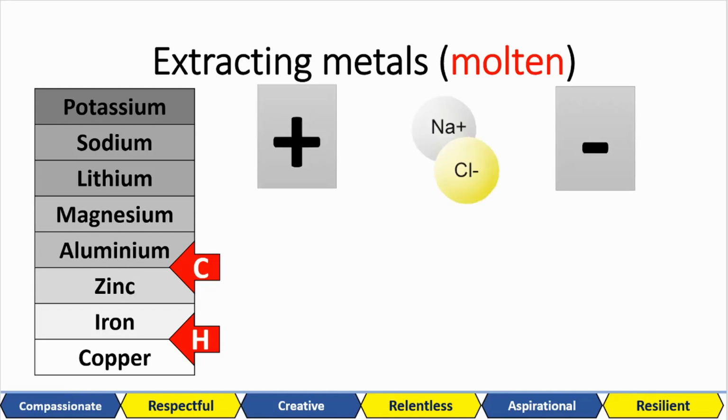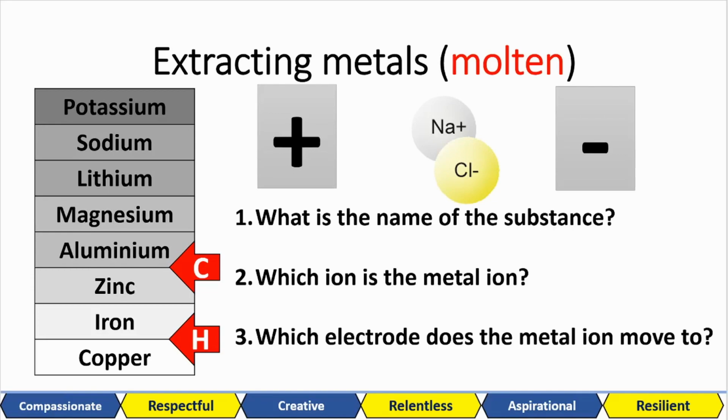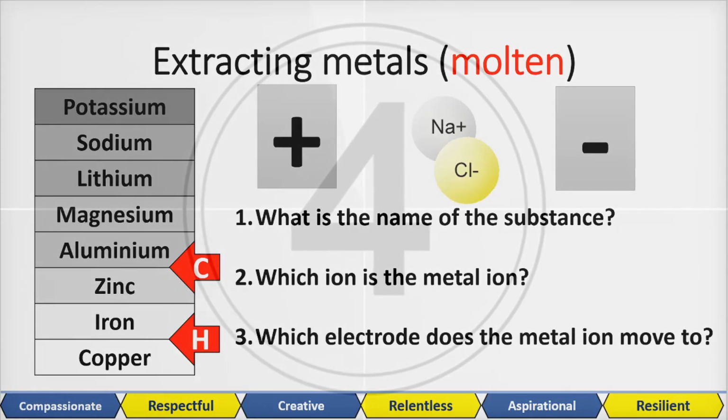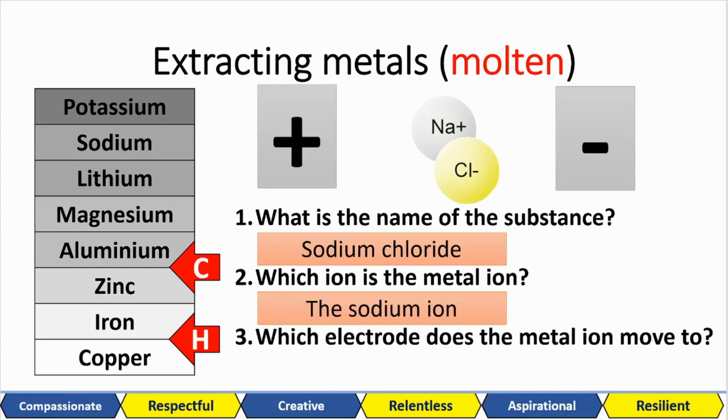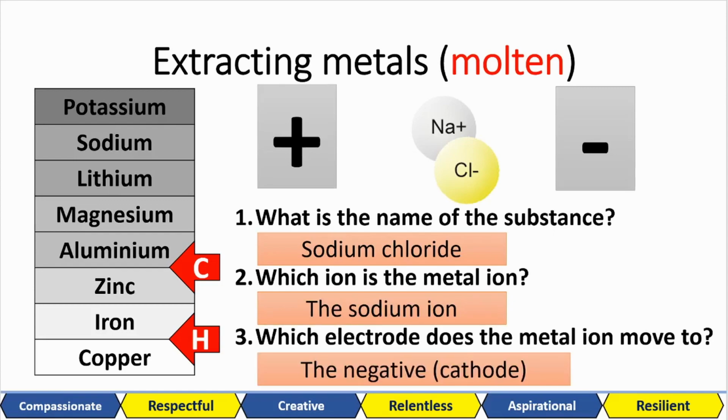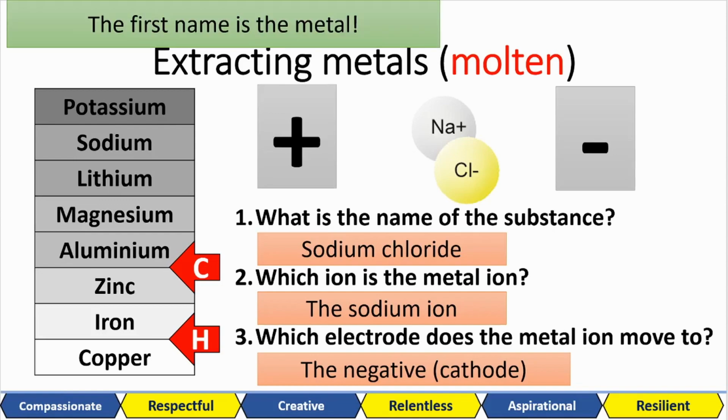To prepare you for the next set of activities, have a go at these questions. It should be pretty straightforward. The substance is called sodium chloride. The metal ion is the sodium ion, and the metal ion will move to the negative electrode, which is the cathode. When you have an ionic compound, the first part of the name comes from the metal, and this is always the cation. Metal ions always move to the cathode.